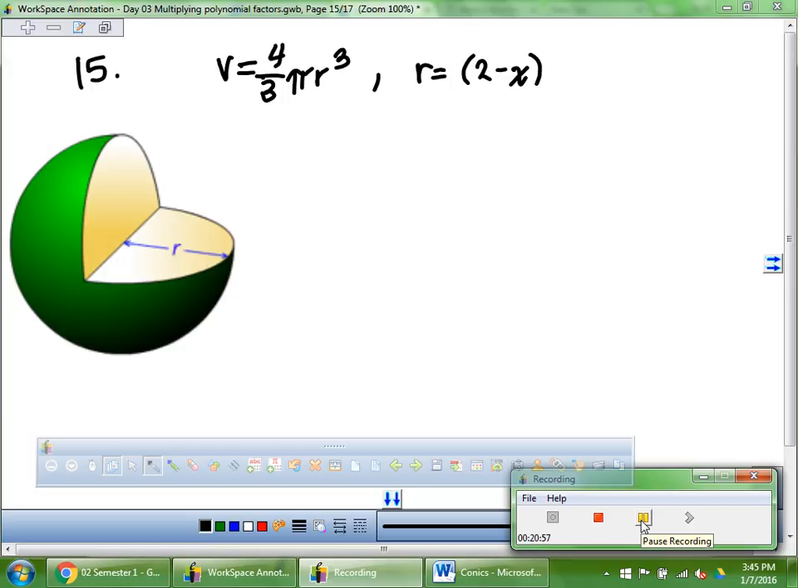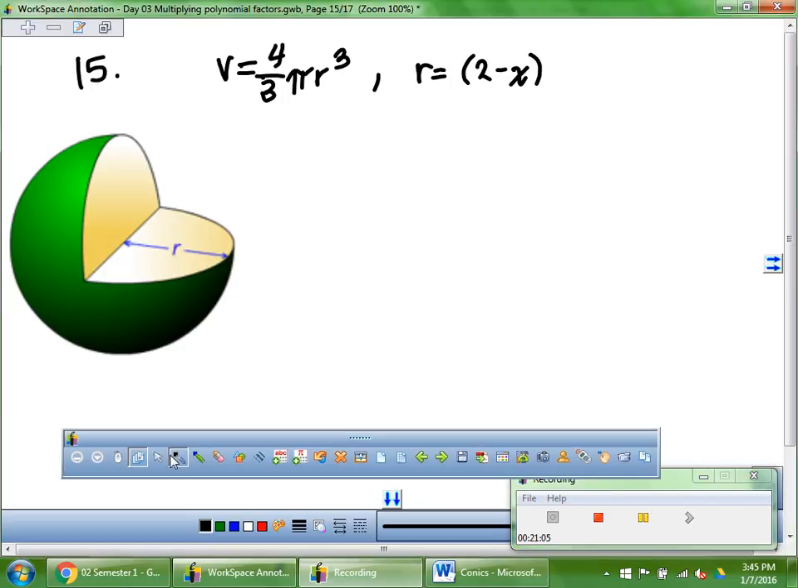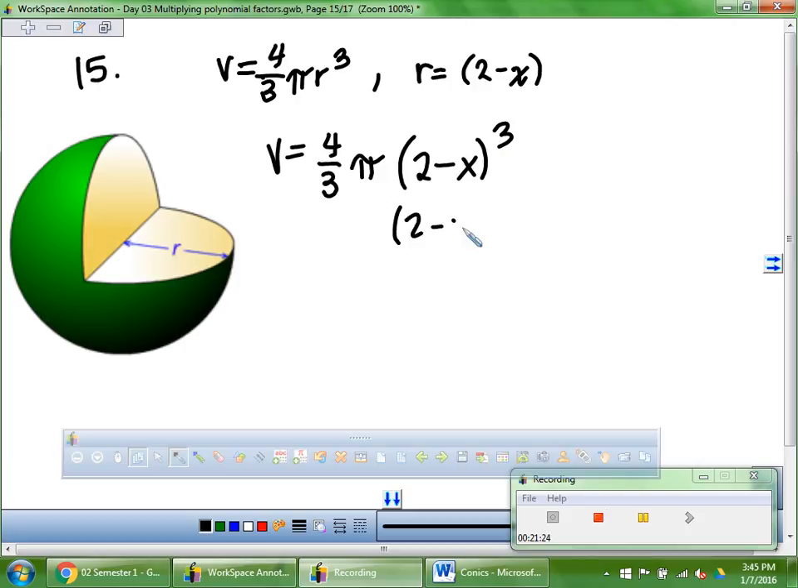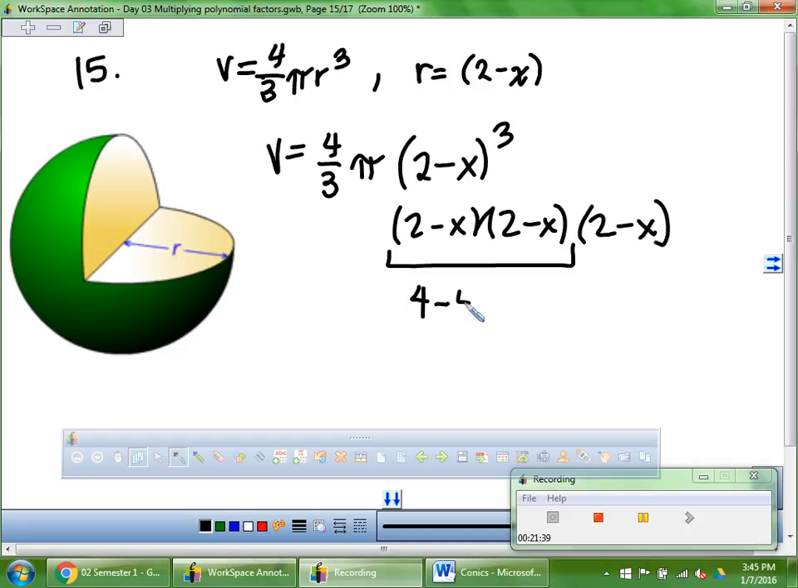Okay, so turning to problem number 15, they've given us the volume of a sphere is 4/3 pi r cubed, and they've asked us to use the radius of 2 minus x. So first we're going to substitute that into the formula for volume of a sphere. And that means we're going to have to cube 2 minus x. So first, I'm going to expand that. So we have 2 minus x times itself 3 times. And I'm going to do the first multiplication of 2 minus x times 2 minus x. When we do that, you get 4 minus 4x plus x squared.